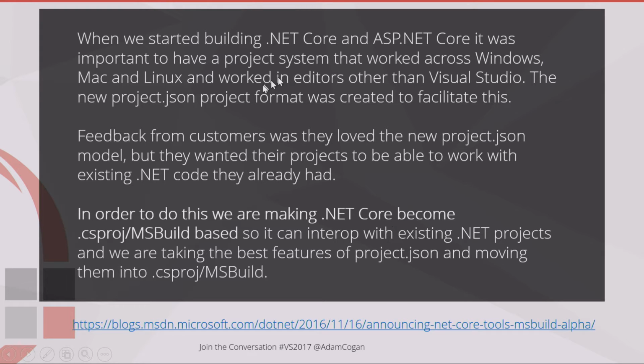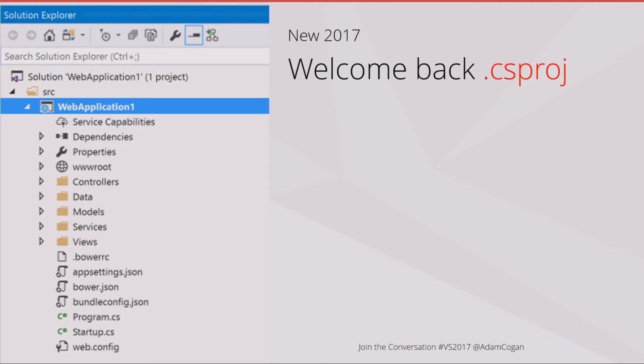All right, so anyway, this blog came out recently from Microsoft. When we started building .NET Core and ASP.NET Core, it was important to have a project system that worked across Windows, Mac, and Linux and worked with editors other than Visual Studio. The new project.json project format was created to facilitate this. The feedback from customers was they loved this new project.json model, but they wanted their projects to be able to work with the existing .NET code they already had. So in order to do this, we're making .NET Core become CSproj MS Build based, so it can interop with existing .NET projects. So we're taking the best features of project.json and moving them to CSproj. Okay, welcome back CSproj. So hopefully you didn't spend too much time investing in that stuff.